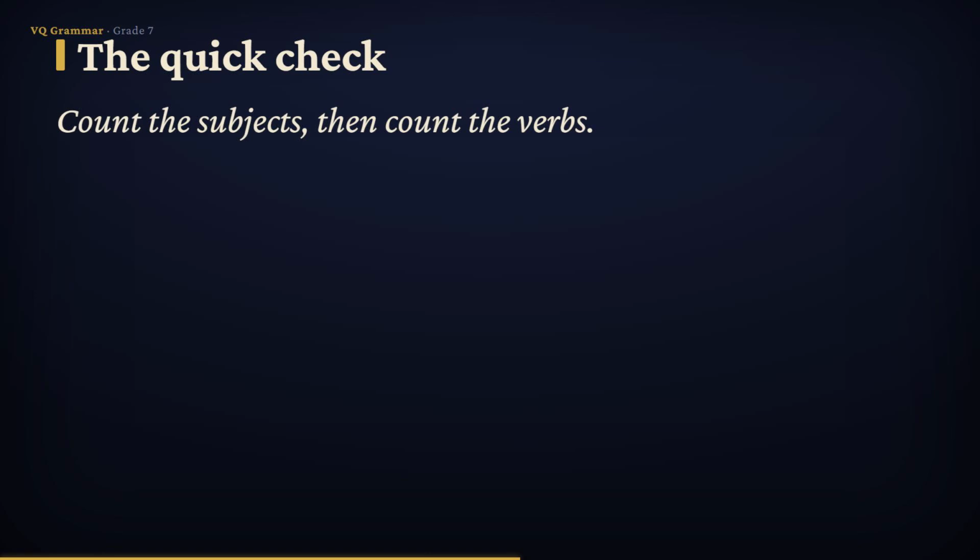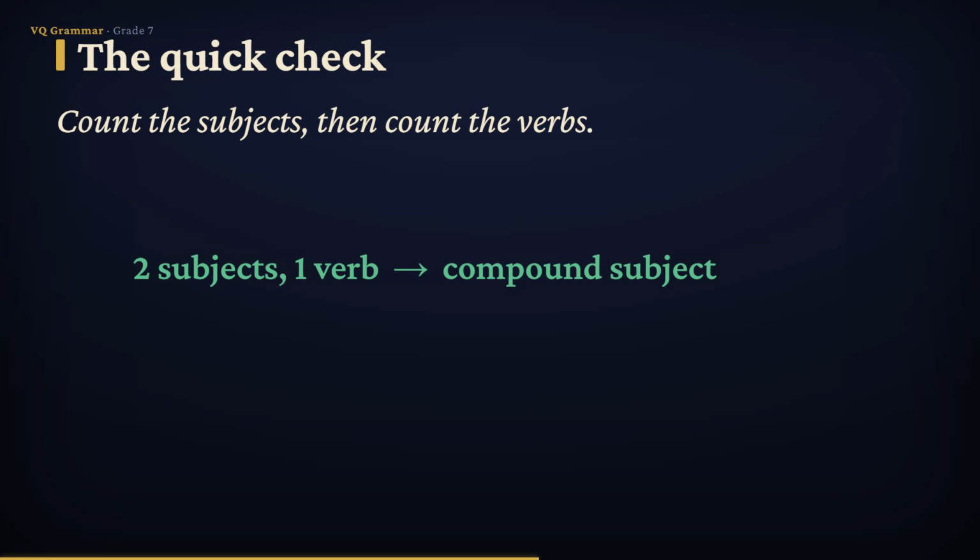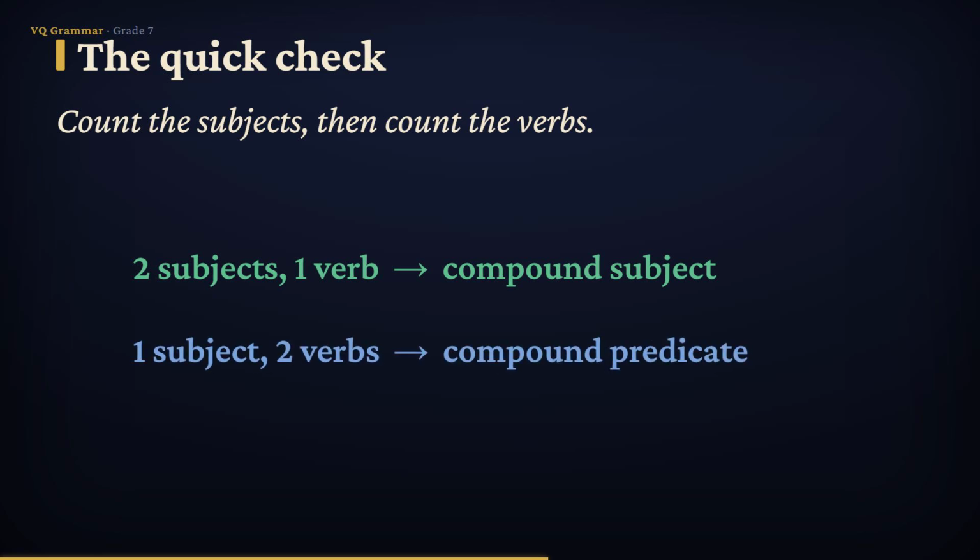So how do you sort them out every single time? You count. Count the subjects, then count the verbs. Two subjects but only one verb means a compound subject. One subject but two verbs means a compound predicate. And if you spot two of each, two subjects and two verbs, then the answer is both. Count the subjects, count the verbs, and let the numbers decide.